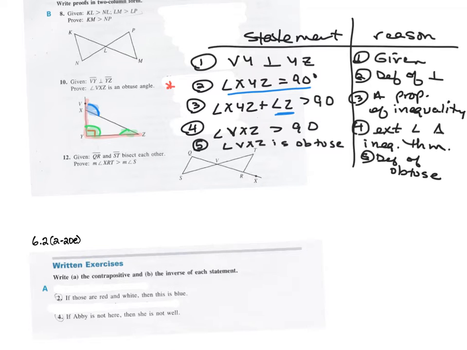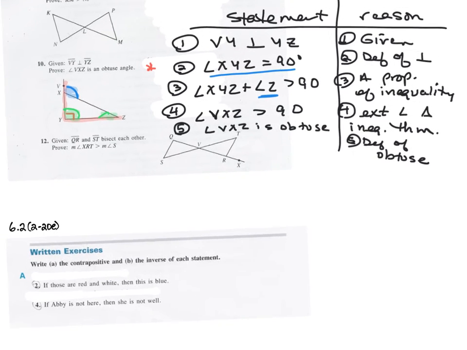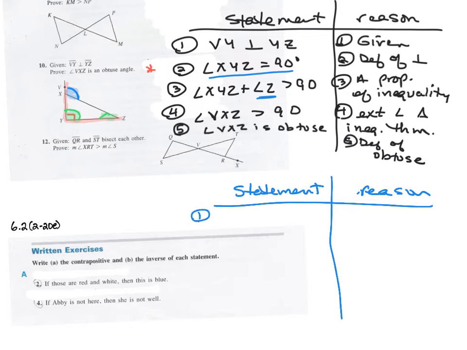Let's take a look at number 12. And I'm going to make my statement column and my reason column. Let me go ahead and do this over here. Statement, reason. I'll state the given, that QR and ST bisect each other.